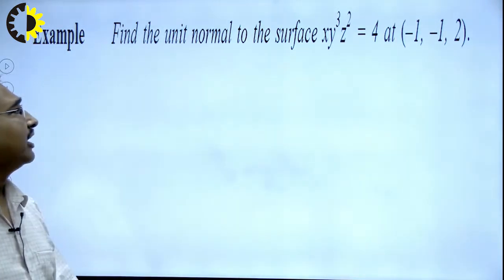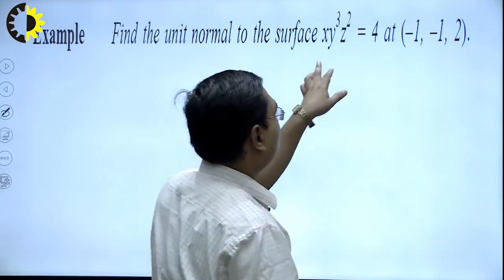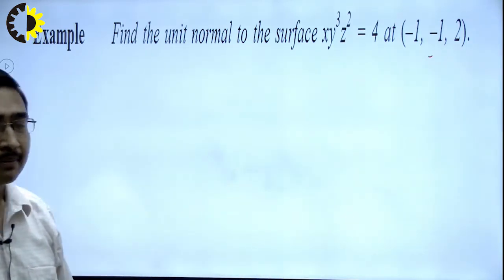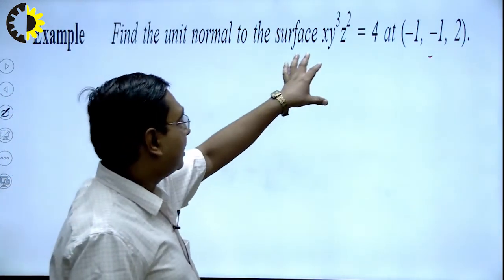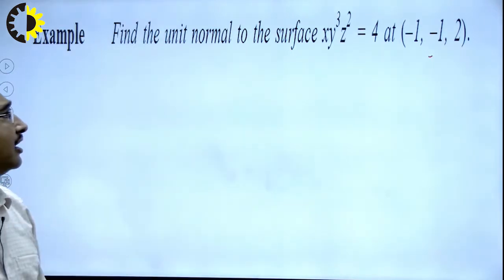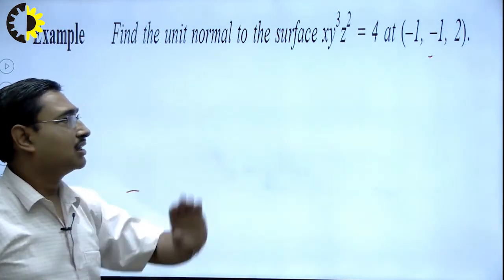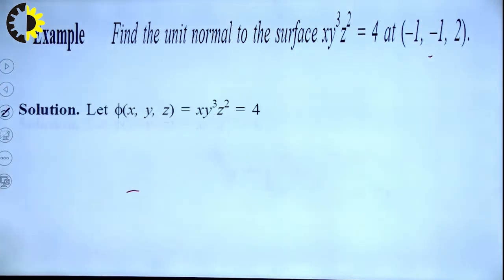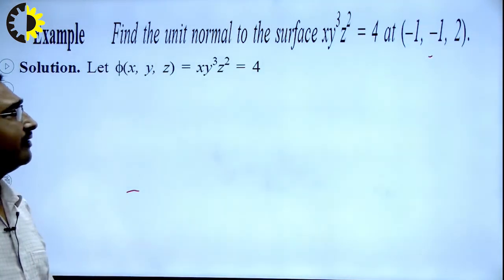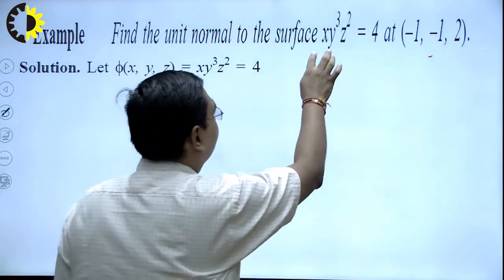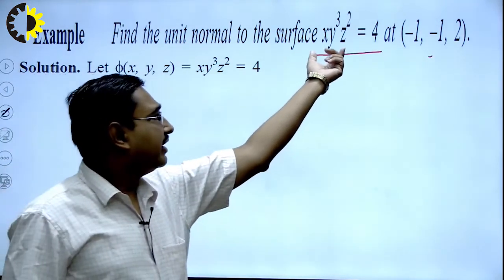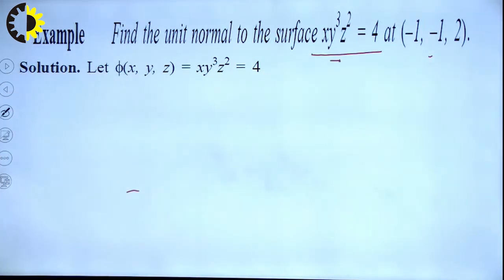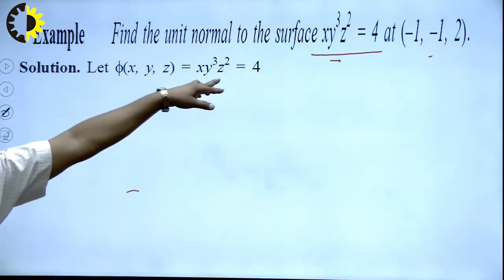Find the unit normal vector to the surface x y cube z square equals to 4 at this point. This surface x y cube z square equal to 4 is given, and we wish to find unit normal vector to this surface. To find normal vector of a surface, I know that the surface is of the form phi x y z equal to c, and the value of phi x y z will be left hand side, and therefore I have taken phi x y z equal to x y cube z square, which is equal to 4 also.